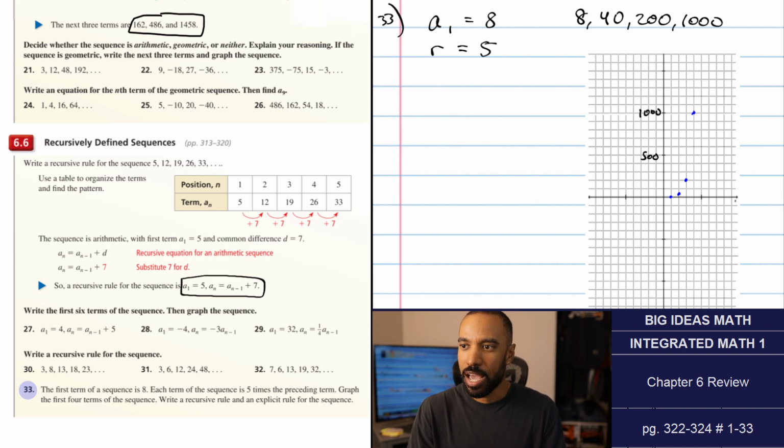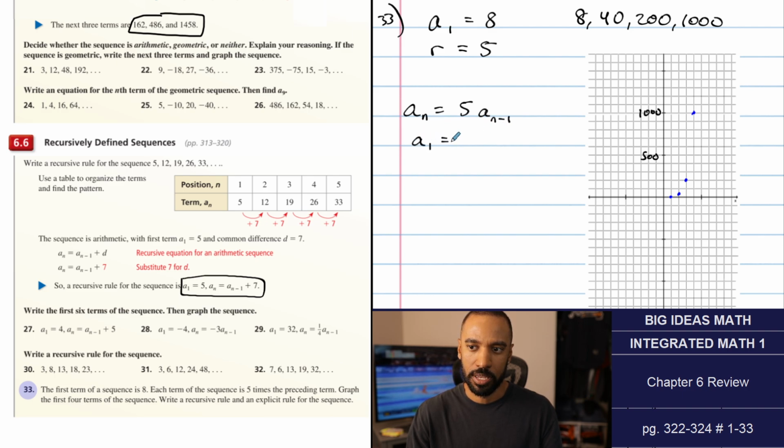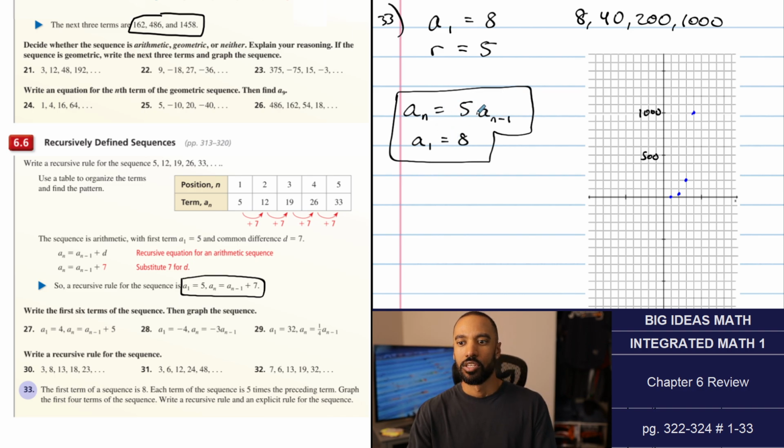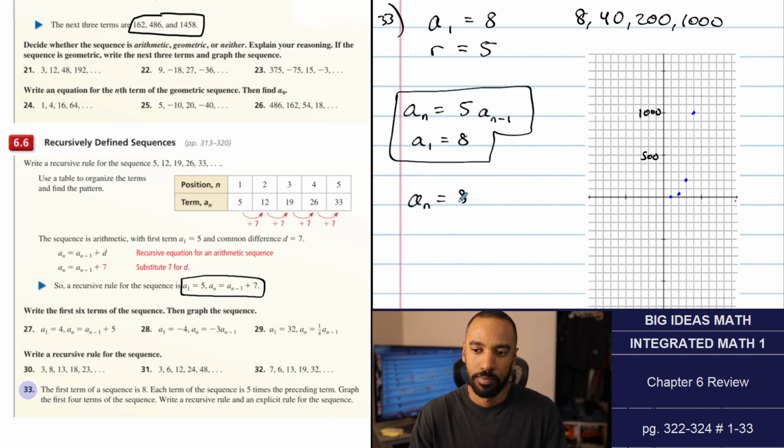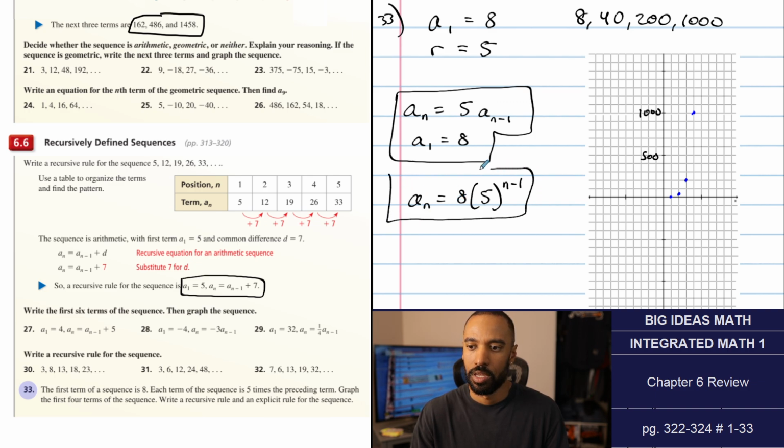The recursive rules we just talked about on these things here. You take 5 times the previous term, and then, of course, we have to note what the first term is. This is how I tend to write them. Oh, and by the way, the first term is 8. So we'd write it like that. The explicit rule is what we did before, the a sub n stuff. You take the first term times 5 to the n minus 1 power, and that's what that would look like. So those are both of those, and we are squared away.